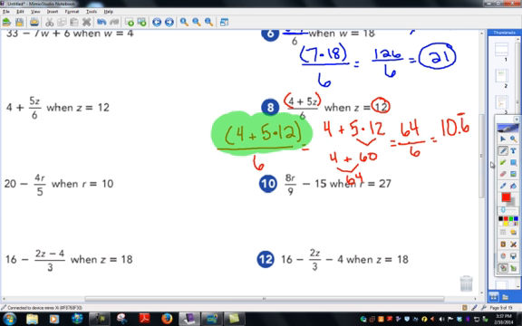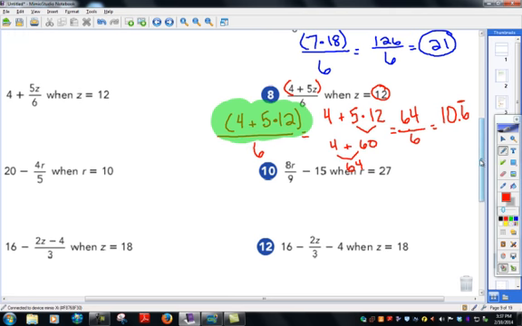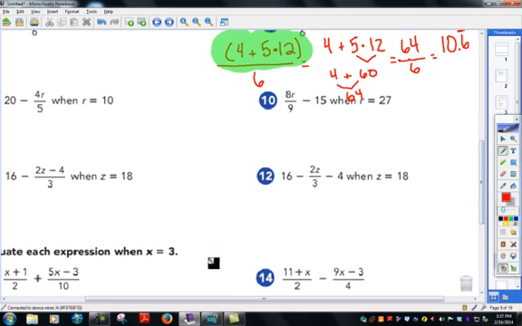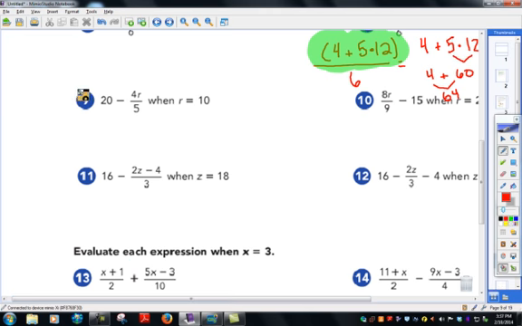This is where it's going to get a little hard. This is difficult. I'm not going to lie to you. You've got to basically get your numerator and your denominator down to one number, and then you do your division at the end. Go ahead and try number 9 on your own real quick.